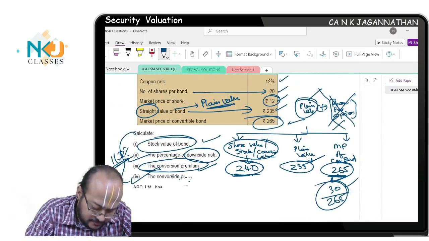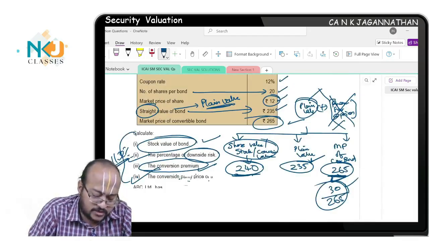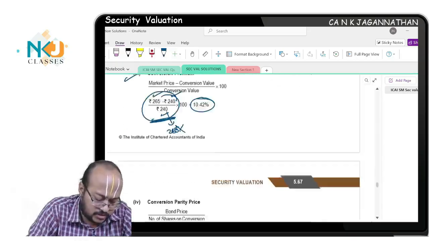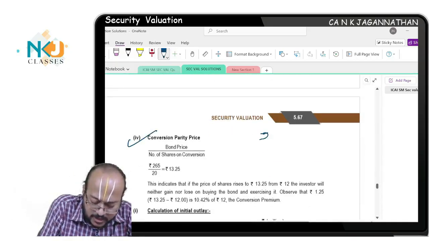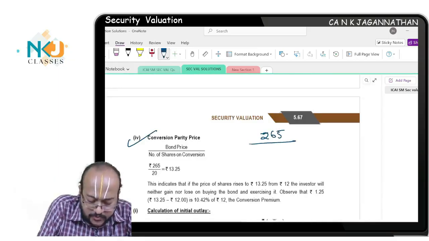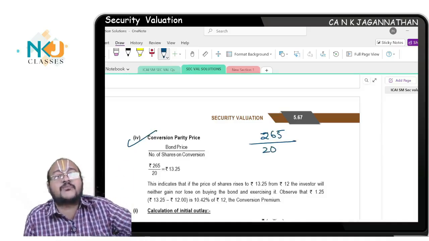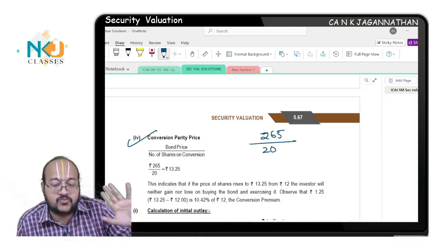Next, the fourth one, what are they asking? The conversion parity price. What is this conversion parity price? Very simple. Conversion parity price is nothing but the market price of the bond, 265, divided by 20 shares per bond. What is this conversion parity? It is nothing but a share price.